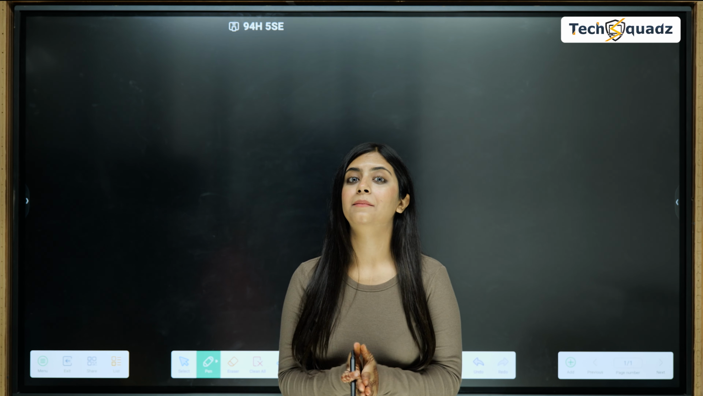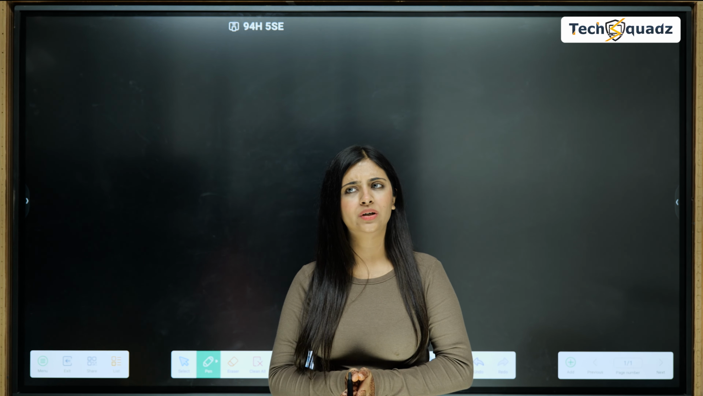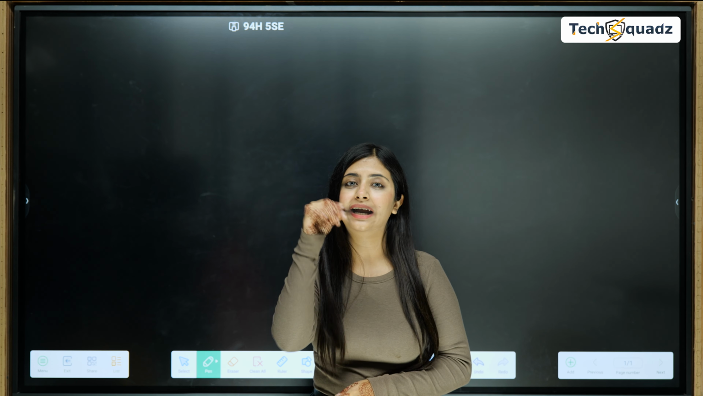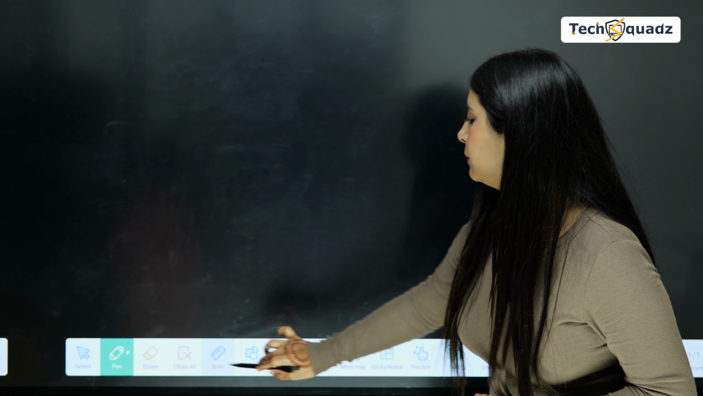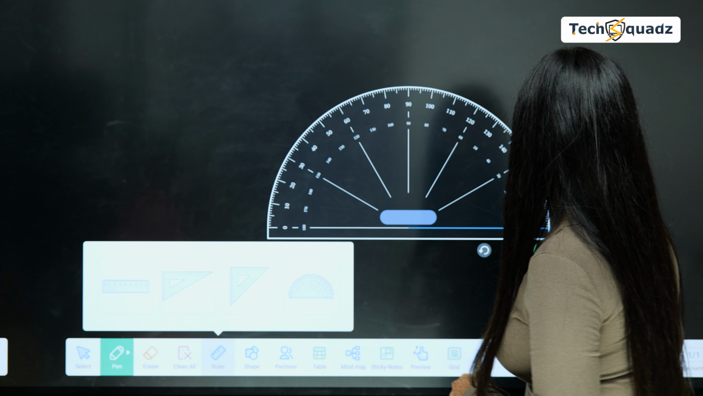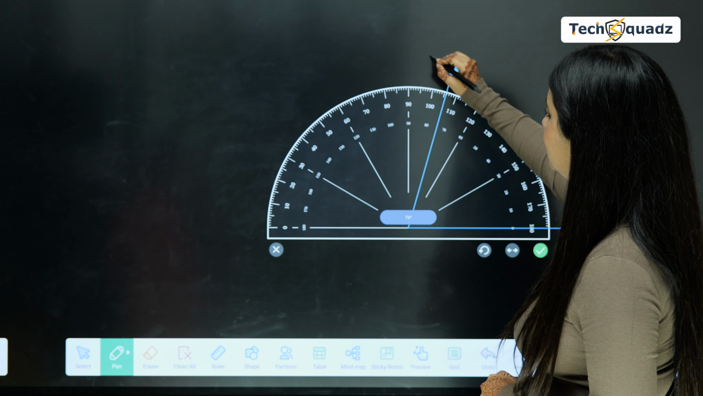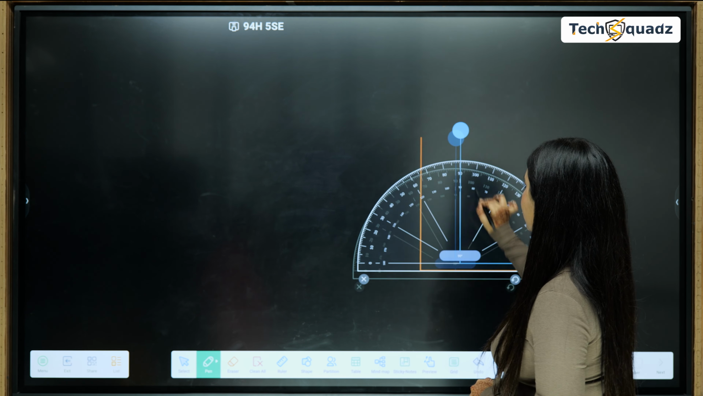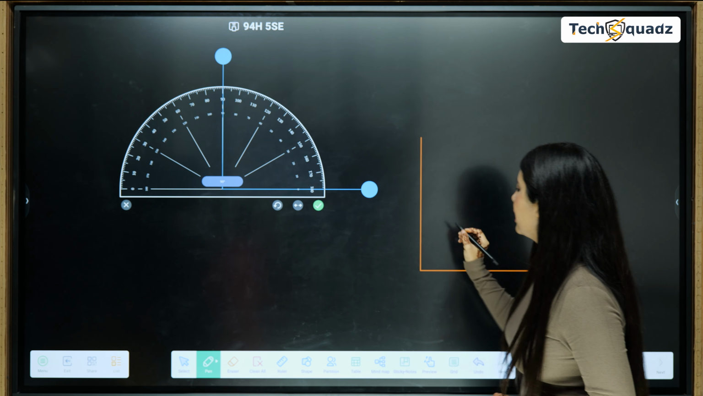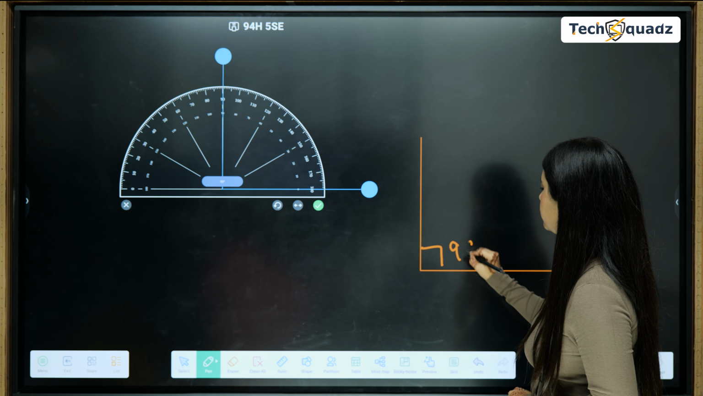Now, since I'm a 10th grade teacher, what if I want to teach lines and angles? I'll be needing a 90-degree angle for that, right? So we got you there too. You can simply click on this. You have to manually select an accurate angle of 90 degree. Click on this and you have a precise angle of 90 degree on the screen.